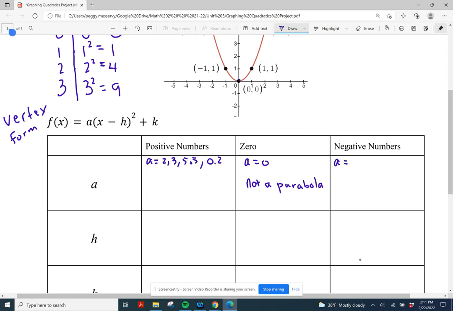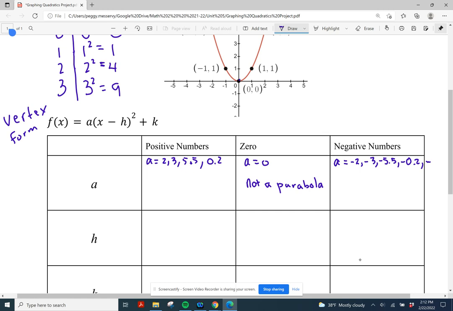Now, remember that when a is negative, the parabola is going to open down. But I want to think about what happens if we have things like -2 or -3 or -5.5 or -0.2. And if you need more, do some more. What if a were negative 1/5?